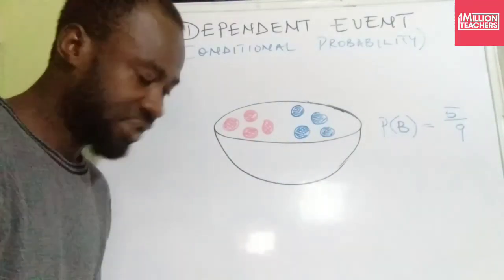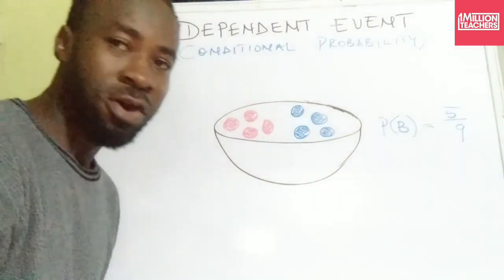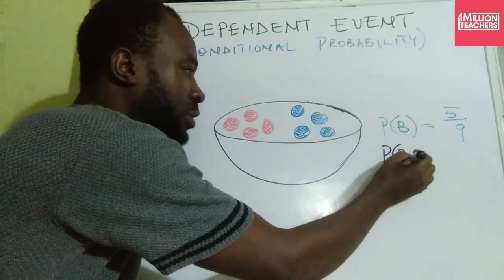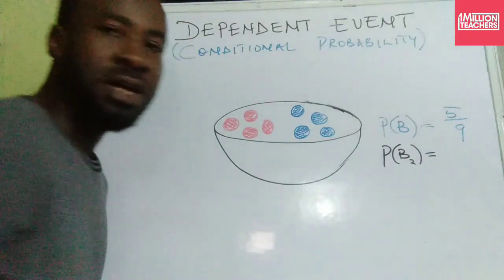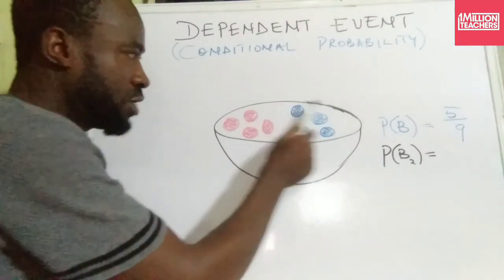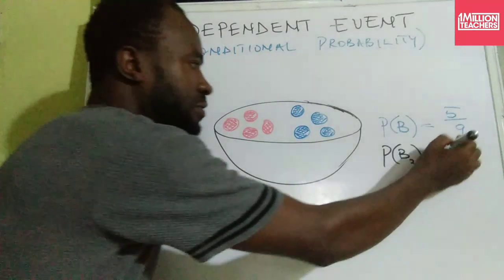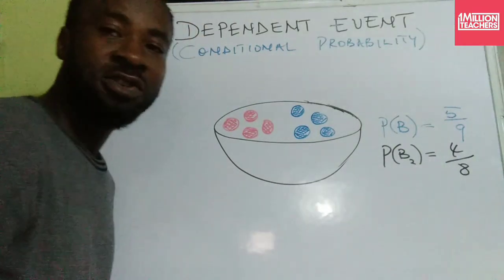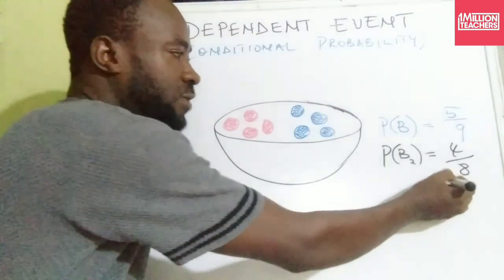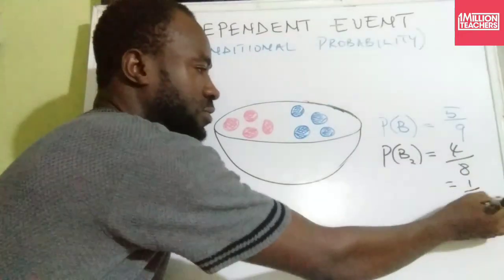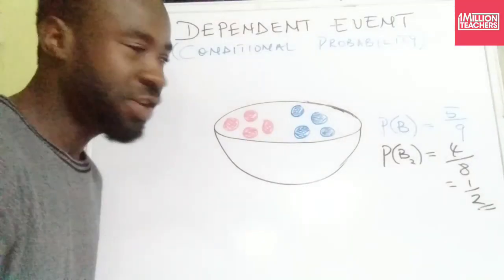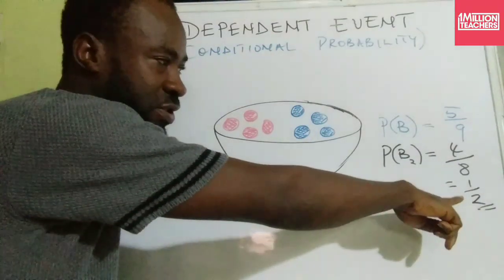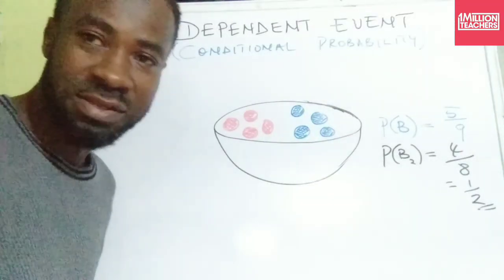So if I'm to pick the second ball, which I may probably call B2, so probability of picking another blue ball, B2, that is going to give me 1, 2, 3, 4. We have 4 of them all over the total, which is what? 8. So my probability of picking a blue ball, and if we reduce this 4 over 8, that will give us 1 over 2. So my probability of picking the second blue ball is going to be what? 1 over 2 or 4 over 8.